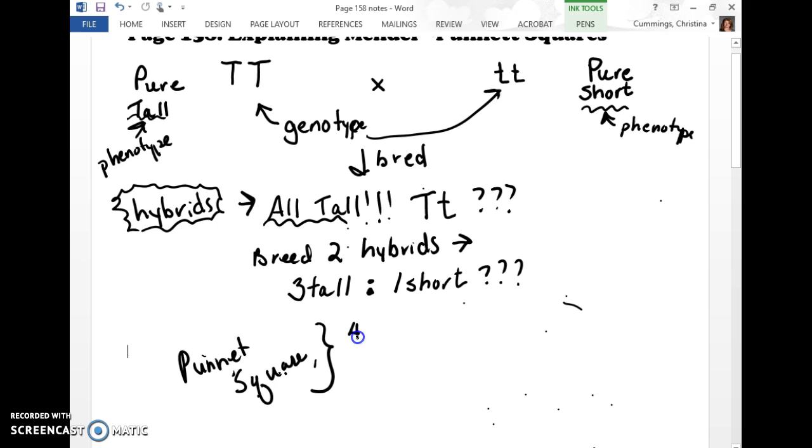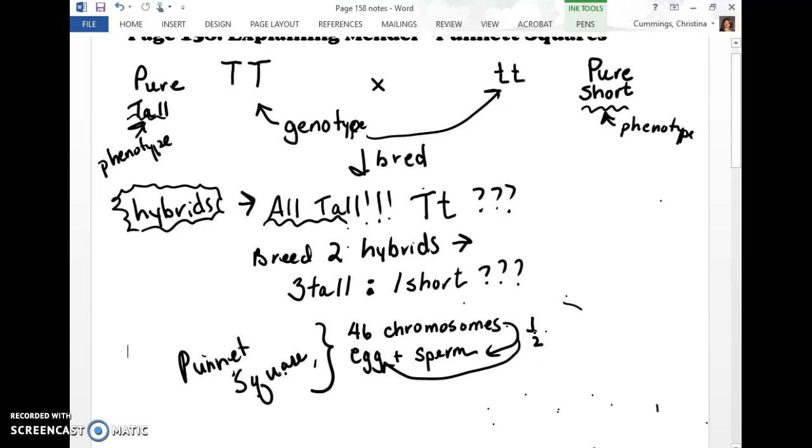Humans have 46 chromosomes in every one of their cells, except for their egg if you're a female and your sperm if you're a male. This idea is true for any kind of organism that's reproducing. When you make your egg and your sperm cells, you have to cut the number of chromosomes by 1/2. So an egg cell has only 23 chromosomes and a sperm cell has only 23.